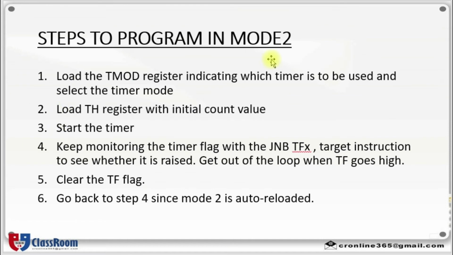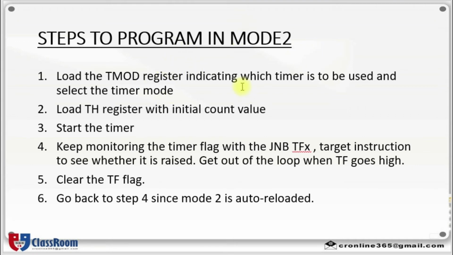As we have already seen in mode 1, we have to load the TMOD register first, indicating which timer is to be used. We can use two timers, either timer 0 or timer 1. You can also select the timer mode. Here you have to select mode 2. Mode 2 means in the TMOD register, M1 is kept as 1 and M0 as 0.